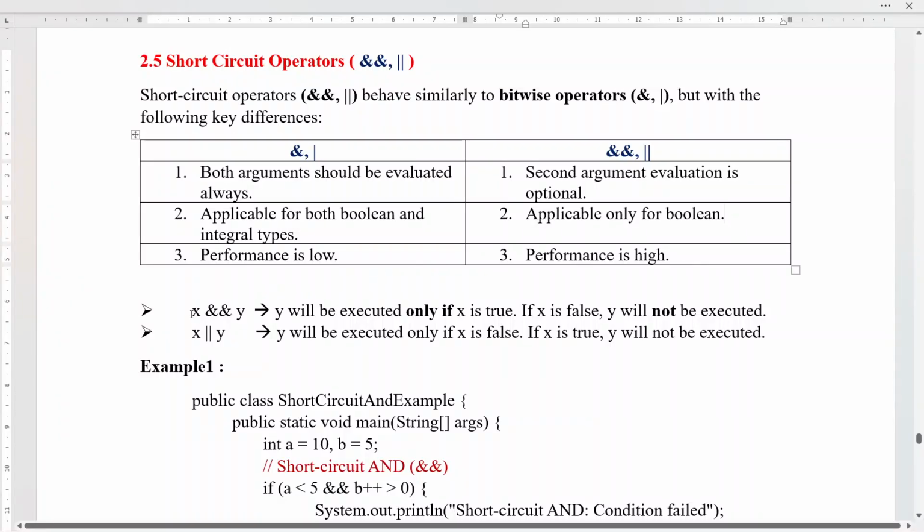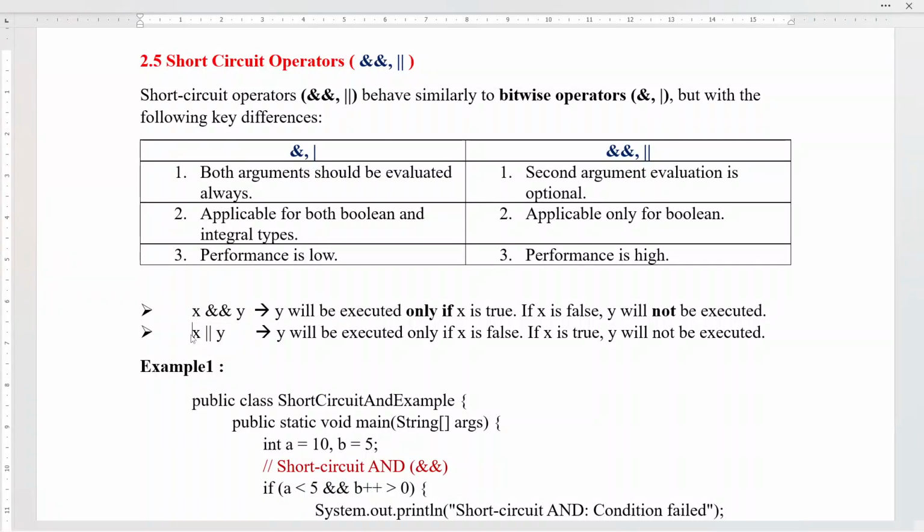Let's see. X short circuit AND Y: Y will be executed only if X is true. If X is false, there is no need of executing Y, because the entire result is false. And in the case of short circuit OR, Y will be executed only if X is false. If X is true, there is no need to execute the rest, because the entire thing returns true. If X is false, then only it checks for Y.